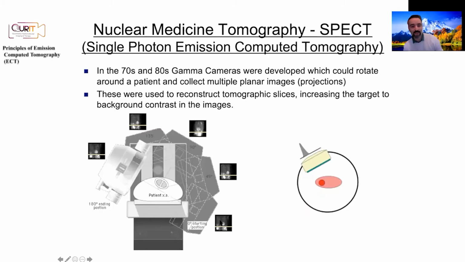So in nuclear medicine tomography, we mentioned there are two modalities, SPECT and PET. Let's focus for now on SPECT, and in the future, we will really elaborate on PET. Remember, the very first tomographic modality in nuclear medicine preceded CT imaging, and it was SPECT. In the 70s and 80s, gamma cameras were developed which could rotate around the patient and collect multiple planar images.